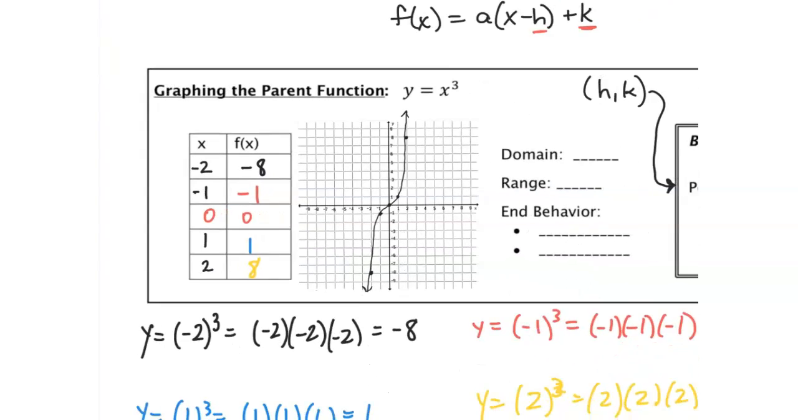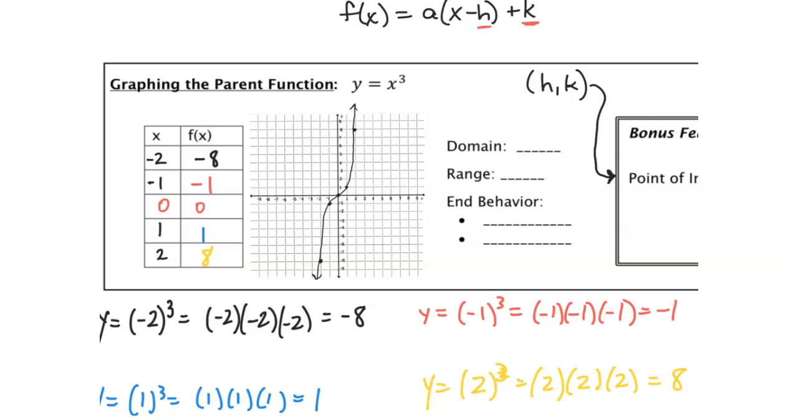That's our parent function. So remember that we can have shifts to the left, shifts to the right, shifts up, shifts down. We can have stretches. We can have that this gets wider, etc. When we think about our domain for our cubic functions, the domain will always be all real numbers. The range will always be all real numbers.